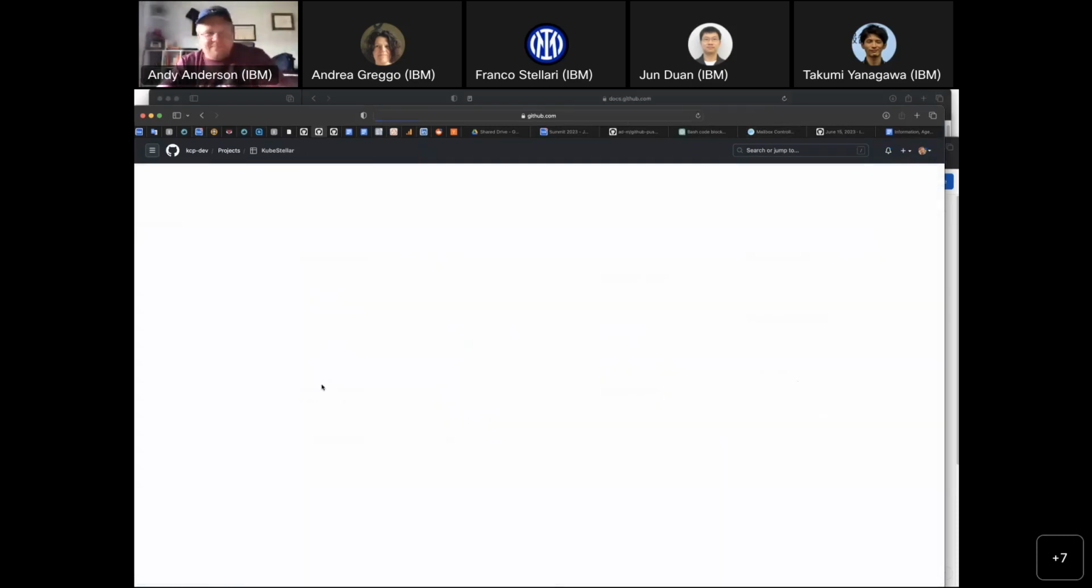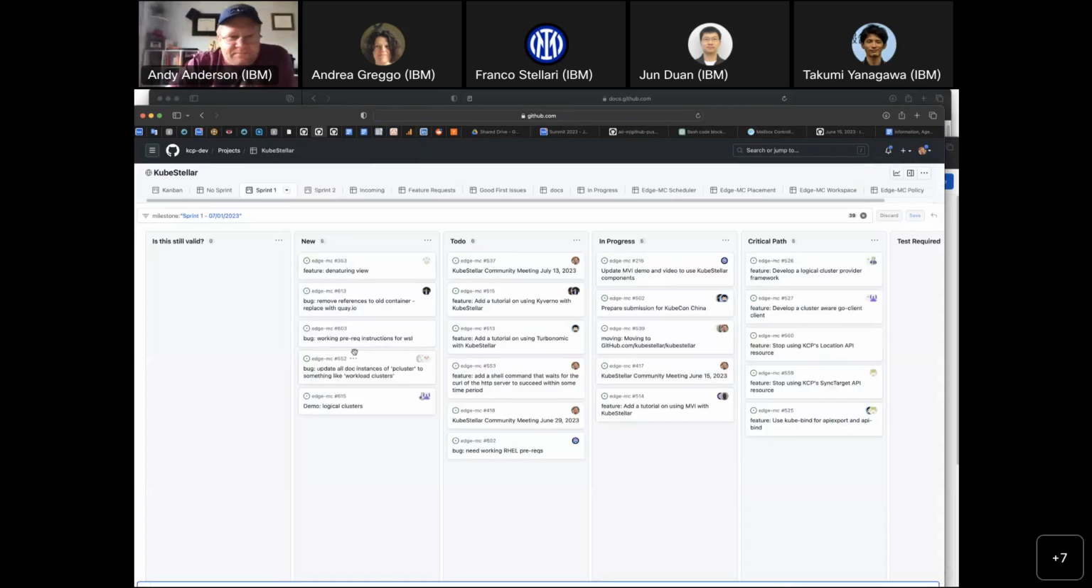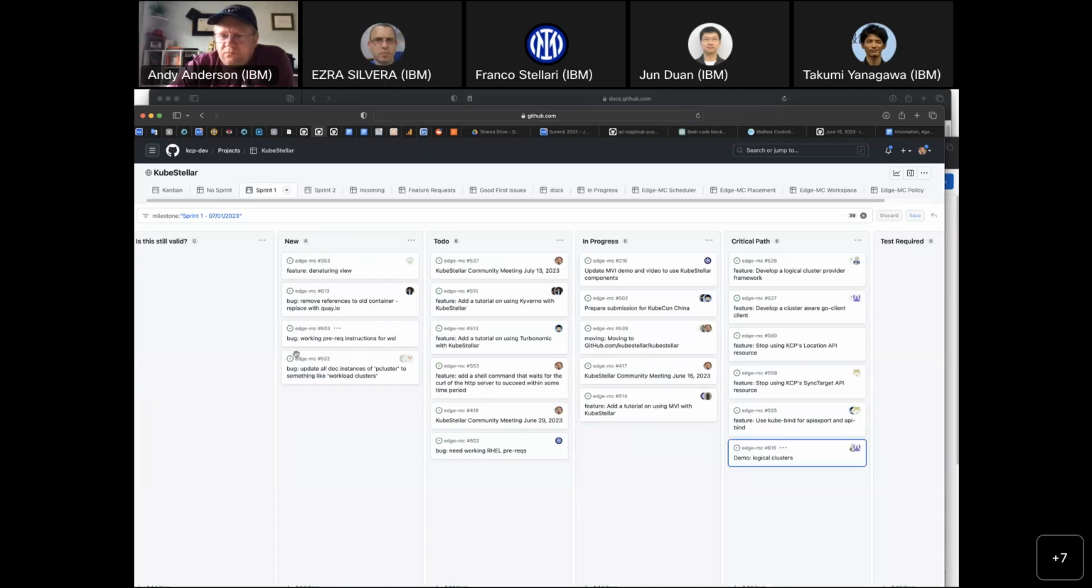All right. Next up. Update all documents. This P cluster is something like workload clusters. Okay, so move references to old container. Okay, so we have one in here for logical clusters. I think I spoke to Ezra a little earlier. Ezra, I'm just going to move this over into critical path, okay? No problem. Okay, very good.